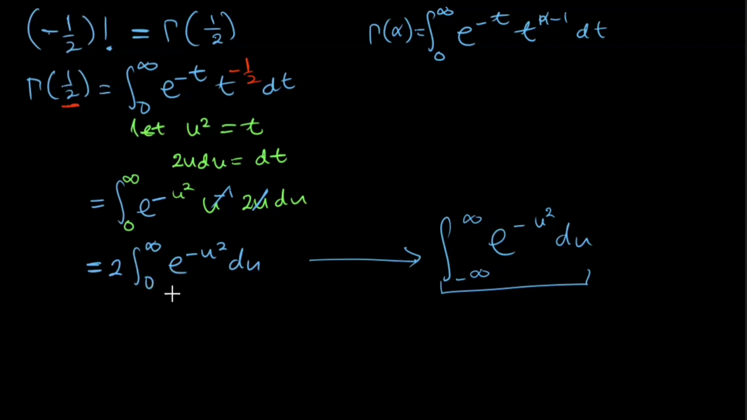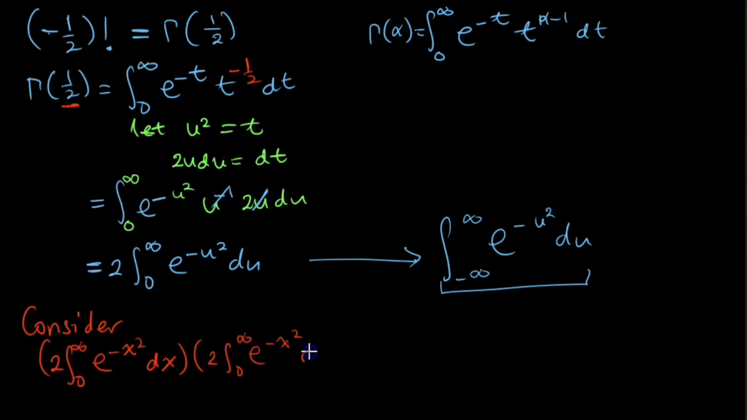So how do we evaluate this integral? Okay, so that's the ball game now. So I'm going to start off with this. So let's consider this integral. Suppose we have this integral, let's say 2 times the integral from 0 to infinity of e raised to the power of negative x squared dx multiplied by itself. Now, since these two integrals are the same and we are multiplying them, it's going to be like the square of one of them.